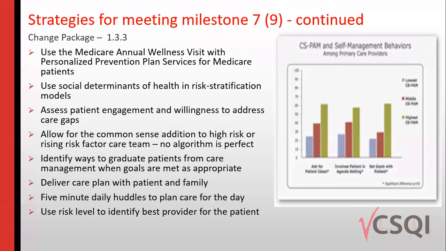5-minute daily huddles to plan for the day, and using the risk level to identify the best provider. One of the things Ivan mentions on this strategy, he wasn't able to join us today, is the use of these 5-minute daily huddles, which might be overlooked by your practice as a strategy that helps to meet this milestone. These are the huddles that you may have at the end of a day when planning the next day, or even in the morning when your staff comes together and looks at who's coming in today and what's important and what risk this patient might present with and what we need to be sure we cover with them.